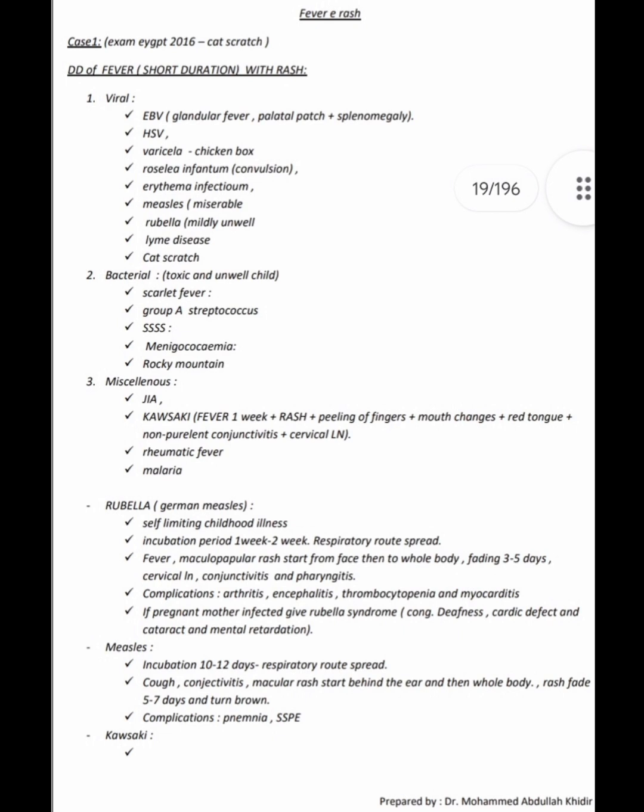Now measles. Shortly, the measles description is that the incubation period is 10 to 12 days, and it spreads by the respiratory route. The presentation of measles is cough, conjunctivitis, and macular rash starting behind the ear and then the whole body. The rash fades in 5 to 7 days and turns brown. And the complications of measles are pneumonia and subacute sclerosing panencephalitis. This also presents with fever and rash.